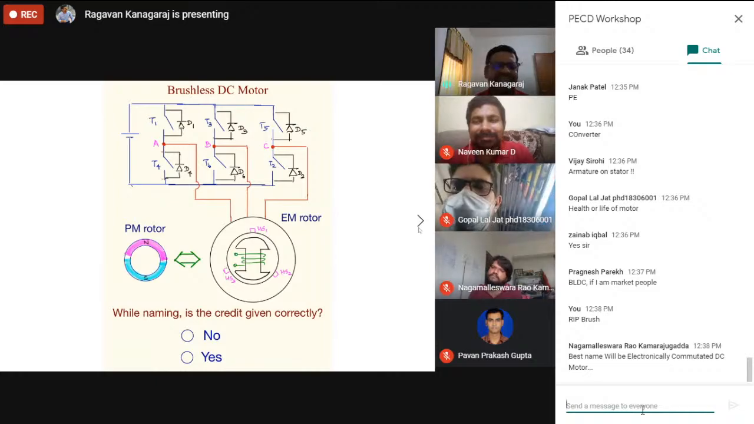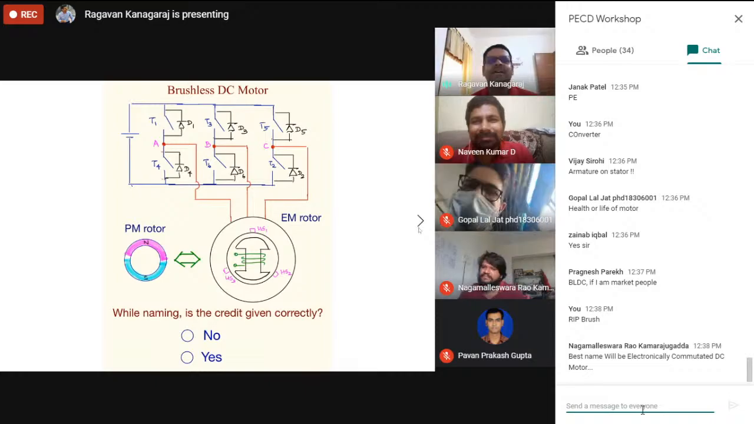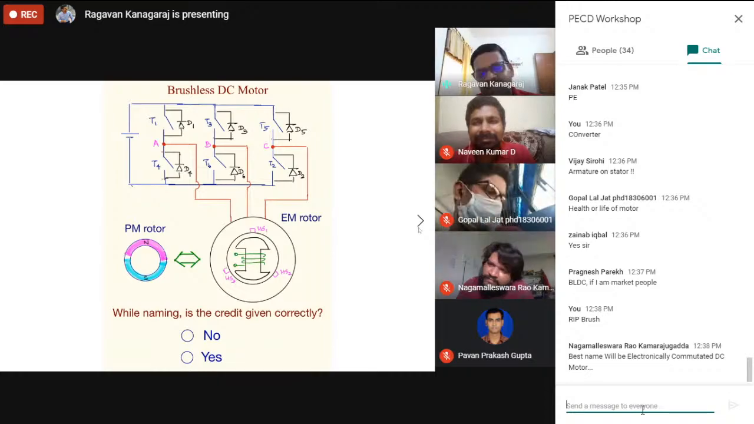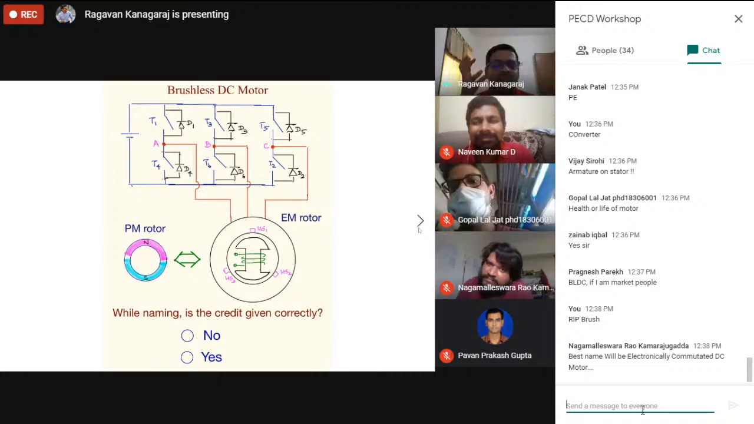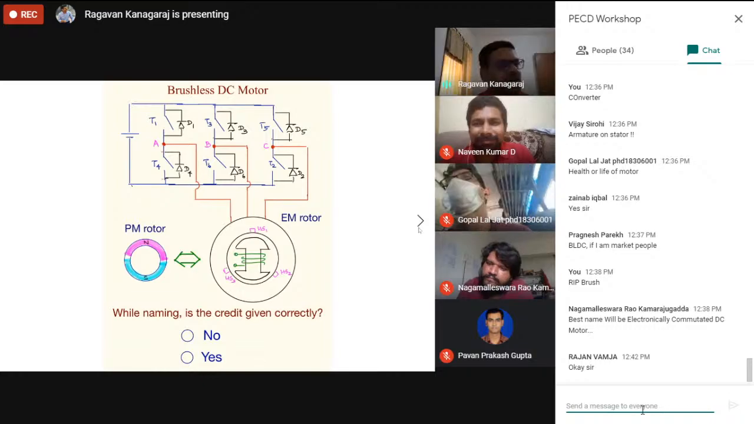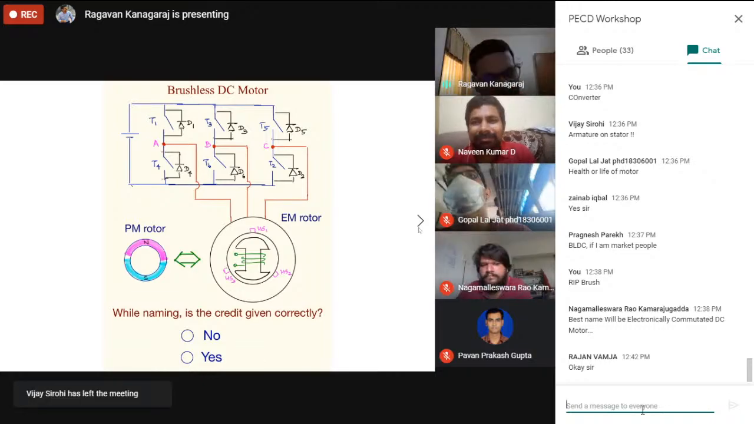There is actually politics behind this naming. Maybe Rajan, you can do editing wherever you require. There is politics behind it, so that all the research community, PG students and M.Tech and PhD students, will think BLDC motor means the main job is done by permanent magnet, so we require permanent magnet. Actually we require power electronic converter and appropriate control. Without permanent magnet also we can get a very good motor.